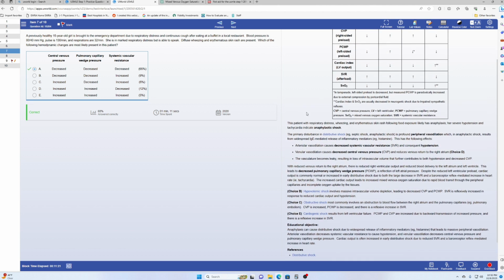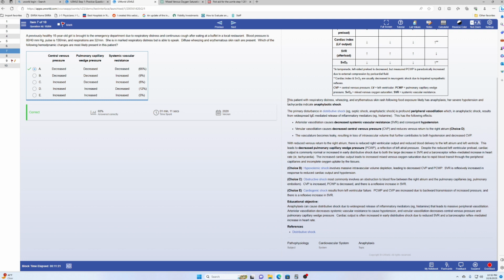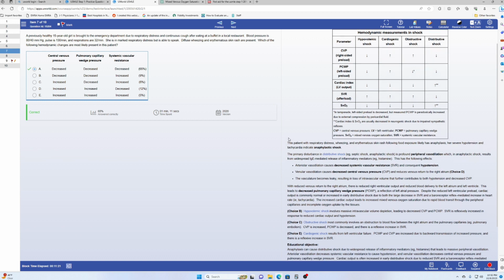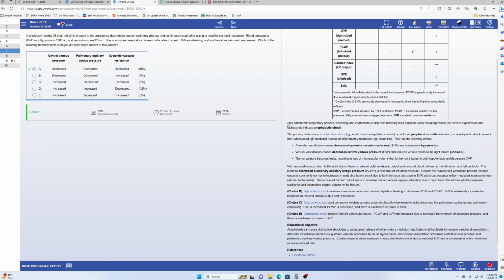Okay, so we're going to read these explanations rather than just go from the table. It can be confusing for you, so read the explanation first, of course. This patient with respiratory distress, wheezing, erythematous skin rash following food exposure likely has anaphylaxis. Severe hypotension and tachycardia indicate anaphylactic shock. Now, read that and see if that makes sense for you.